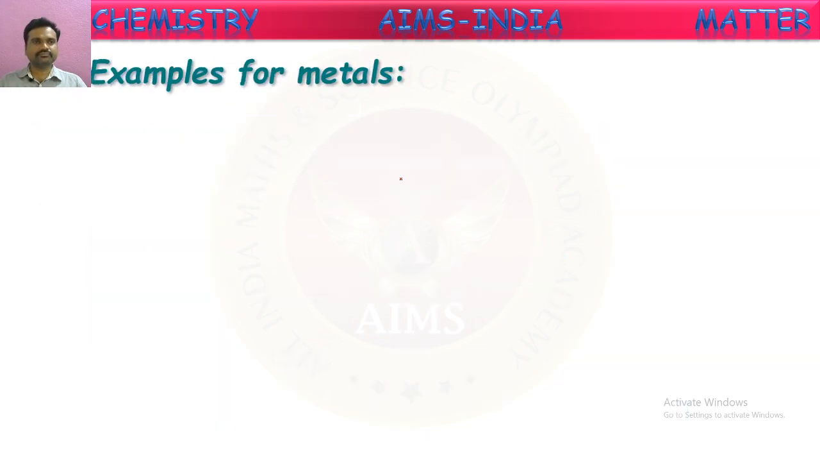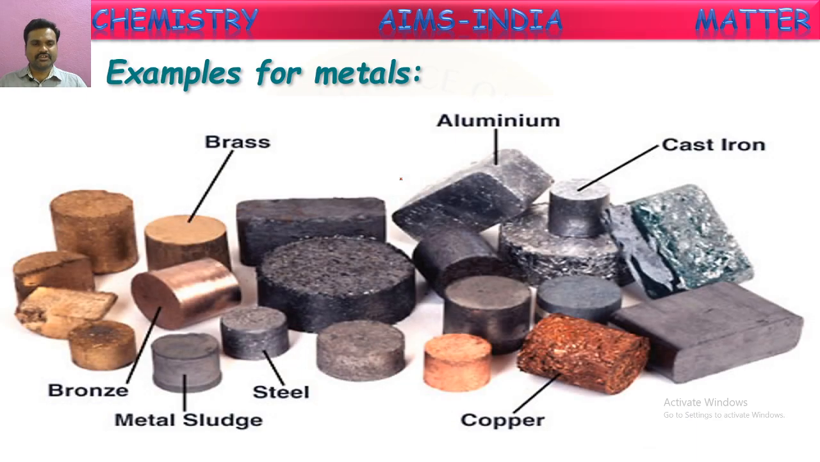Next, here we see different examples of metals they have shown: copper, iron, aluminium, and some alloys made up of metal. Alloys means we know they are made from a mixture of two or more metals. The substances made from two or more metals by mixing in the liquid form are called alloys. So these come under alloys. These are different examples of metals.